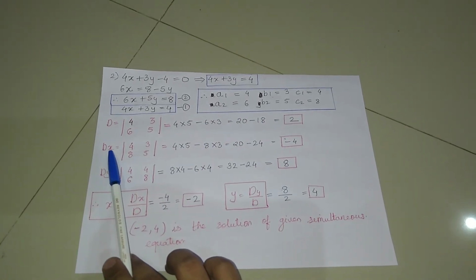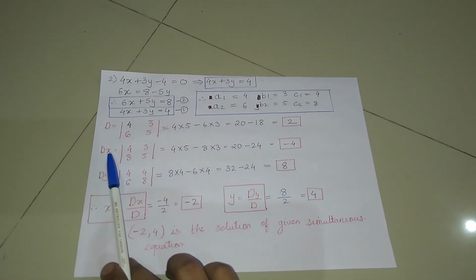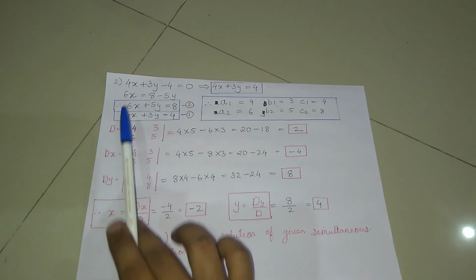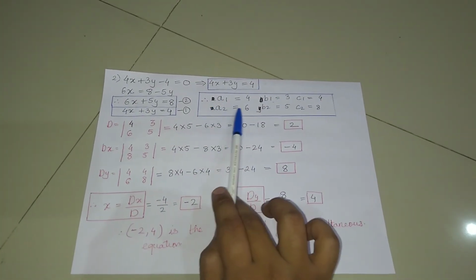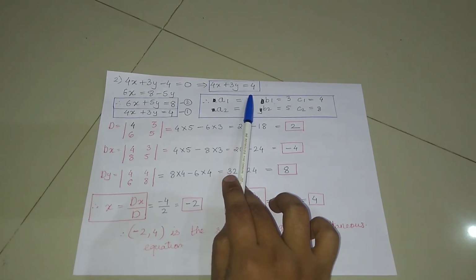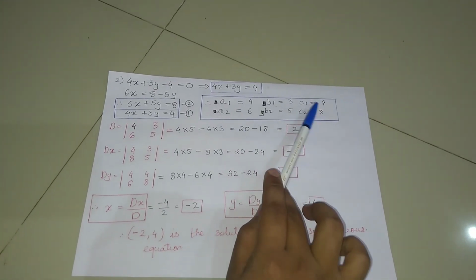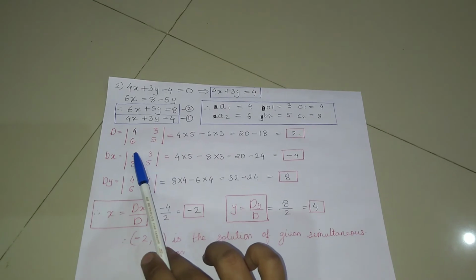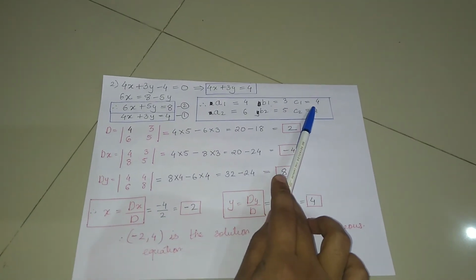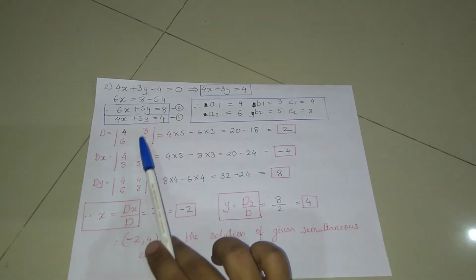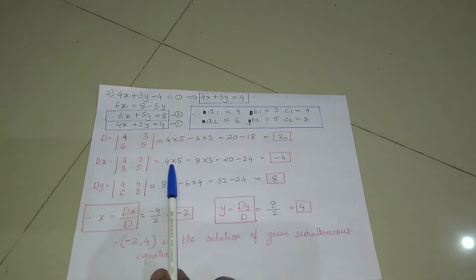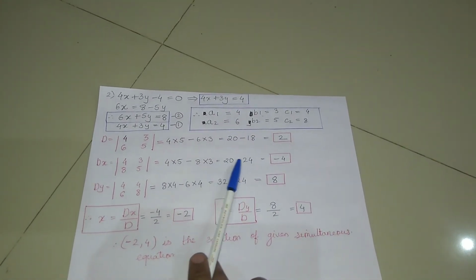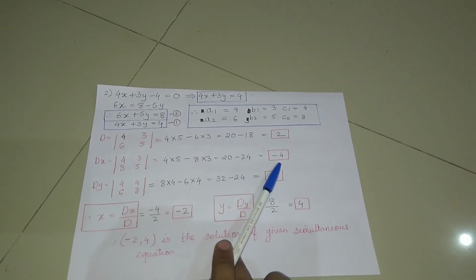Okay, so now how will we get the dx term? We will replace the x coefficient by the constant. So this is the x coefficient, that is 4 and 6. We will replace this by the constant term, that is 4 upon 8. So instead of the x coefficient we will write 4 upon 8 and the y coefficient as it is, that is 3 upon 5. Okay, so 4 into 5 minus 8 into 3 is 20 minus 24, that is minus 4.